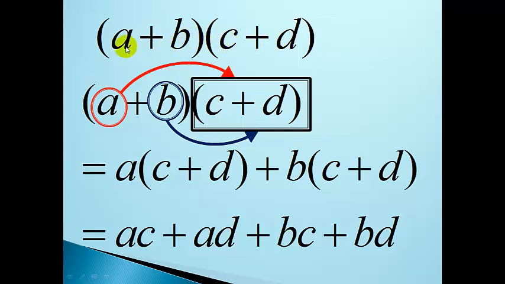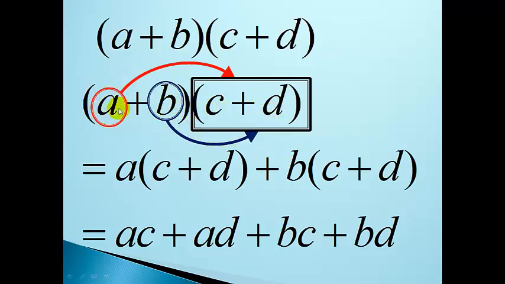The first term in the first bracket multiplies the whole of the second bracket as indicated by the red arrow. That's the first term. A multiplies all the terms in the second bracket, that is c plus d. Also, the second term in the first bracket, b, also multiplies everything in the second bracket. So a will multiply c plus d and b will also multiply c plus d.